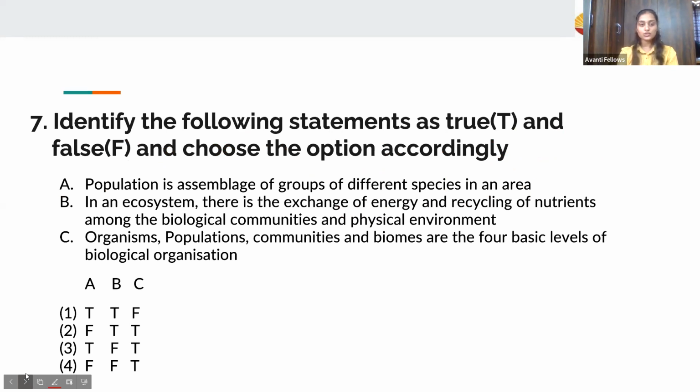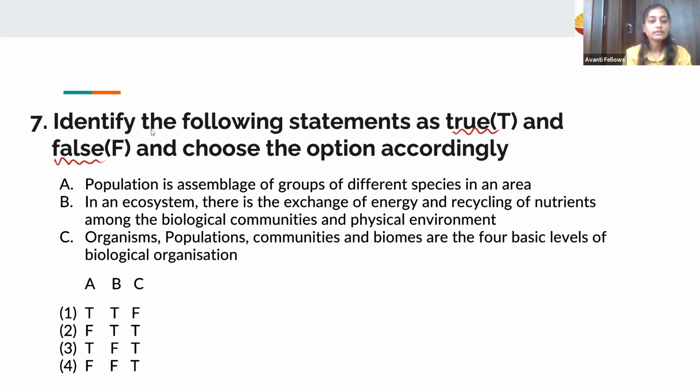So the next question is: identify the following statements as true or false and choose the option accordingly. We have to see whether each statement is true or false. So let's see the statements. So population is an assemblage of group of different species in an area. Is it true?